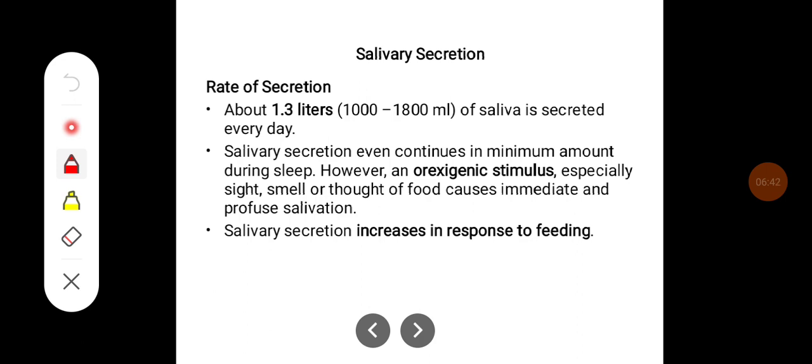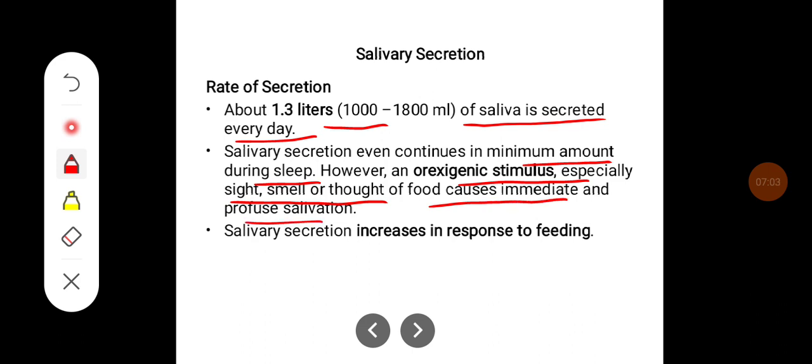About 1.3 liters, that is around 1000 to 1800 ml of saliva is secreted every day. Salivary secretion even continues in a minimum amount during sleep. However, an orexigenic stimulus, especially sight, smell, or thought of food, causes immediate and profuse salivation. Salivary secretion increases in response to feeding.